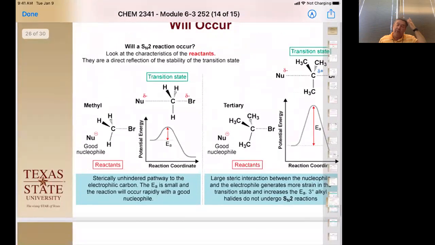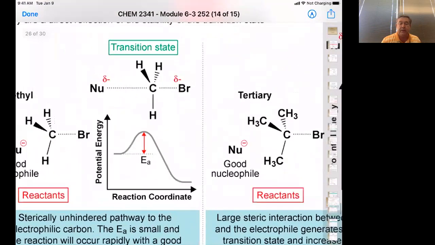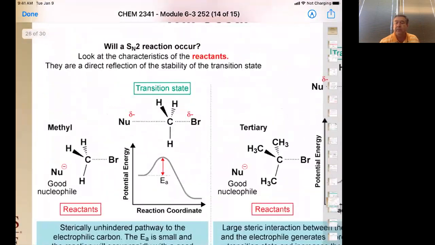So let's take a number of substrates and think about that transition state. In the case of our methyl group here, we're going to start forming our bond while we're breaking our bond, and that's going to give us that single transition state. We're not forming the carbocation, and our reaction coordinate is going to be just a single hump in our system.